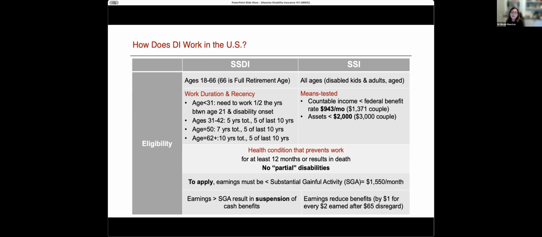One way I think about the SGA threshold over time is that it's roughly equivalent to a full-time, 40 hours a week minimum wage job. Okay, it changes a little bit, and minimum wages are different in some states. But that's about how to think about it. However, if you go down to that Social Security field office to apply, you will be turned away and sent home if you are earning more than SGA. Okay, they will not take your application.